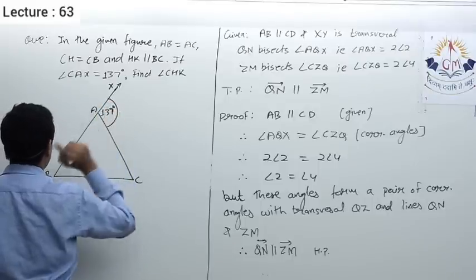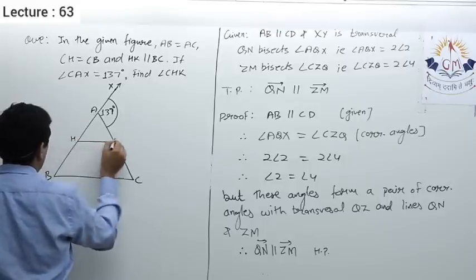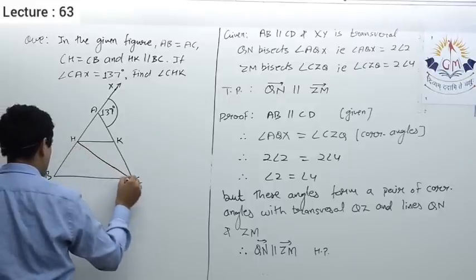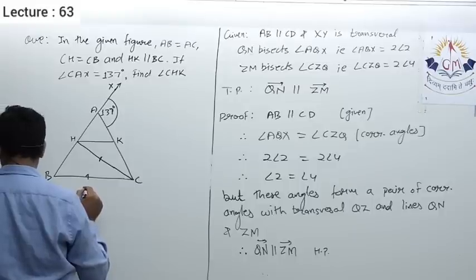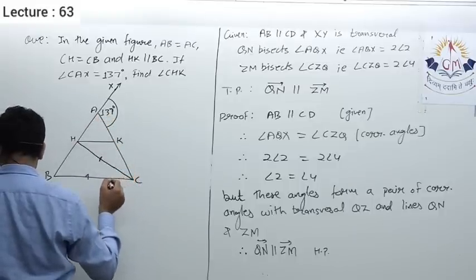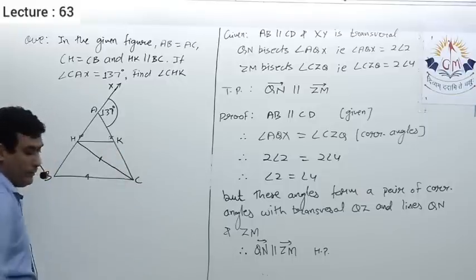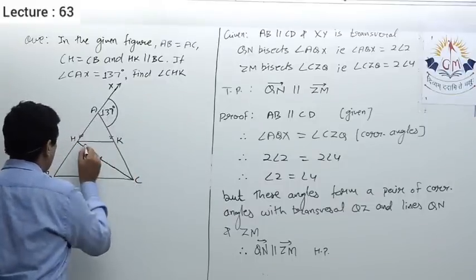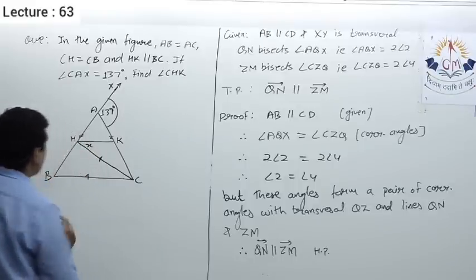This angle CAX is 137 degrees. This HK is parallel to BC. This CH is equal to BC, and this AB, complete AB, is equal to AC. This information is given and you have to find the measure of angle CHK. I am taking it as X, that is to find. So first of all I will explain it to you in short.